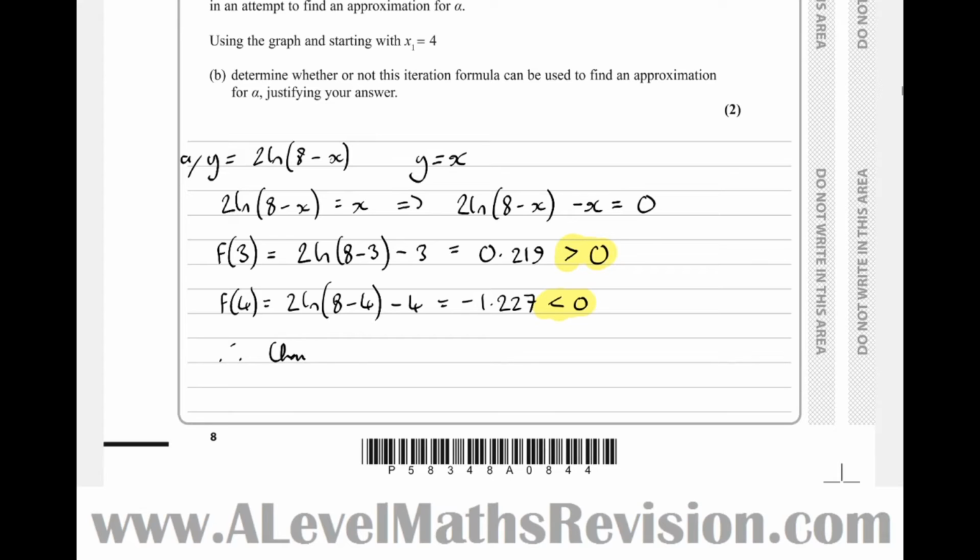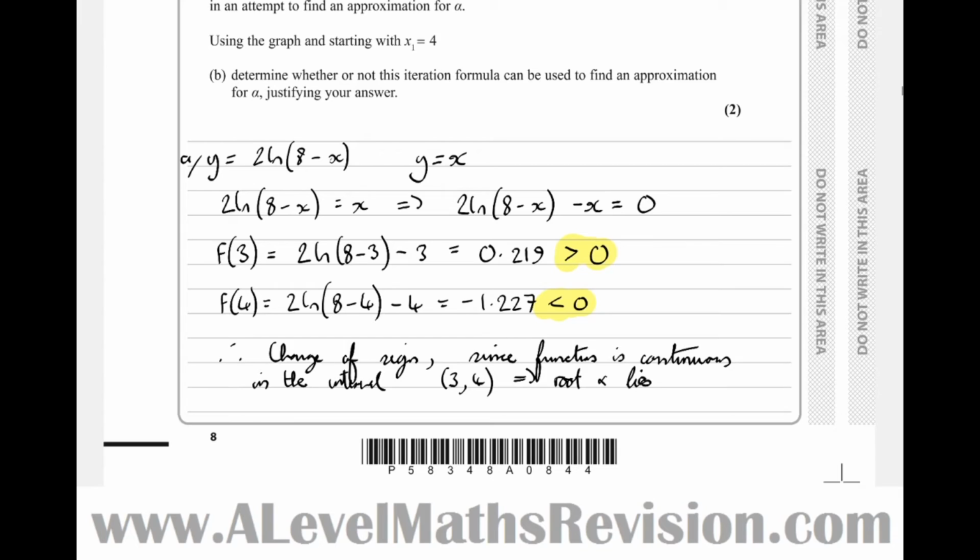Therefore, change of sign, and since the function is continuous in the interval 3, 4, this implies root alpha lies in the interval 3, 4, as we were asked to show.